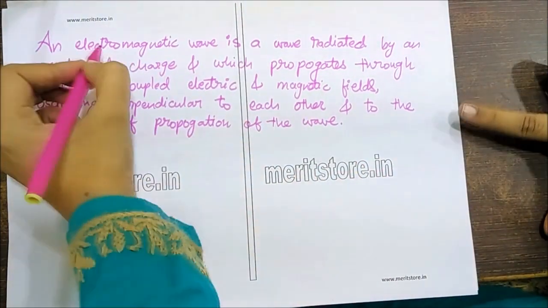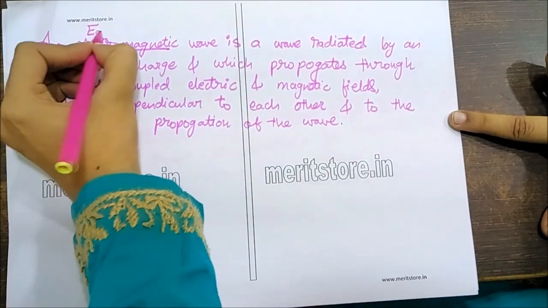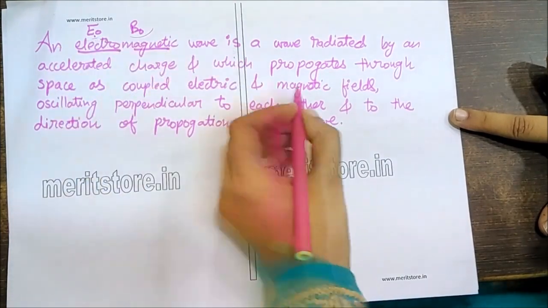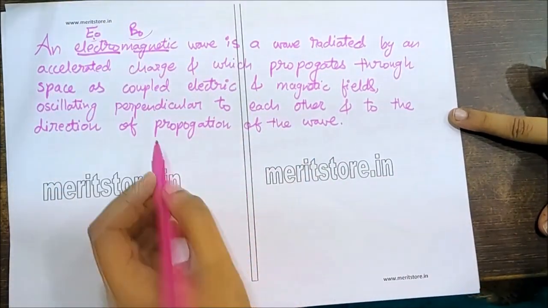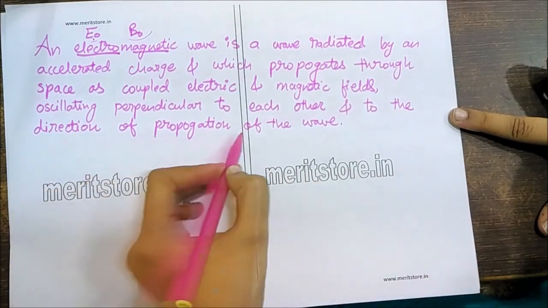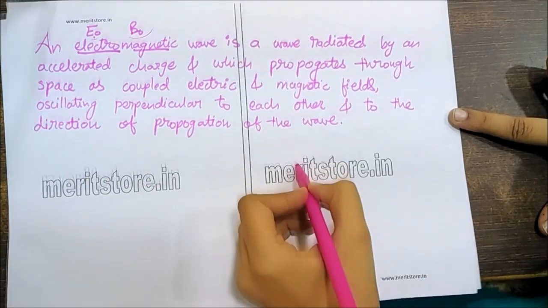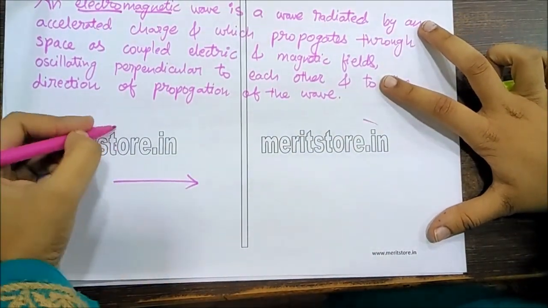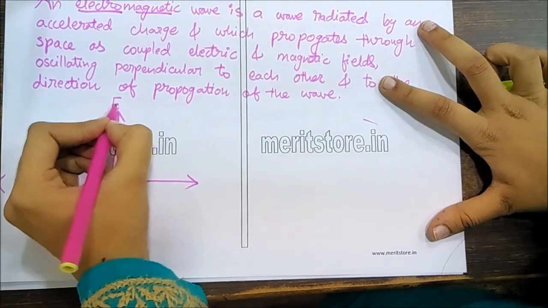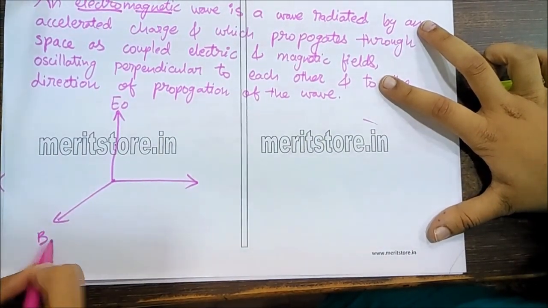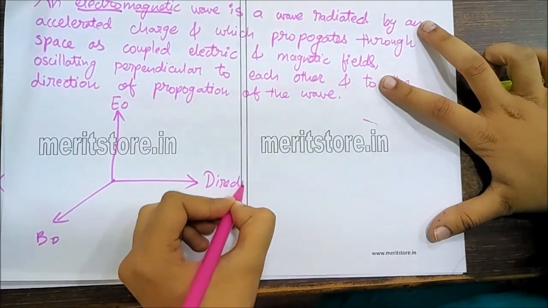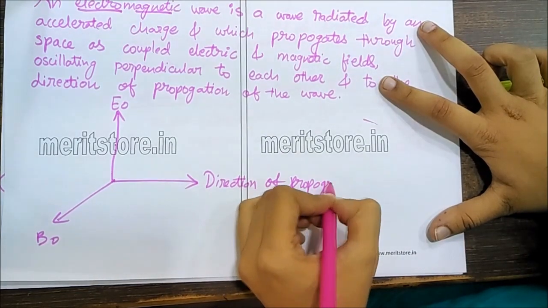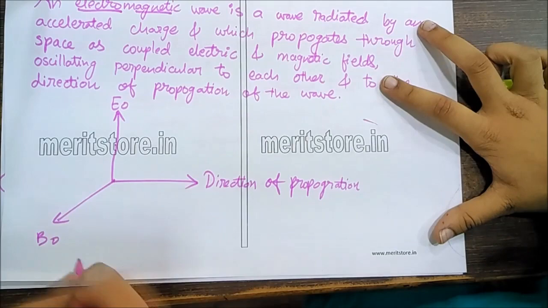So electromagnetic field, as the name suggests, electro and magnetic, will consist of two things, the electric waves as well as the magnetic waves. This is my electric field and this is my magnetic field. So it propagates, and both of them should be perpendicular to each other and to the direction of the propagation of the wave. So if this is the direction of the propagation of the wave, then this will be my electric field and this will be my magnetic field and this will be my direction of propagation. All the three will be perpendicular to each other.